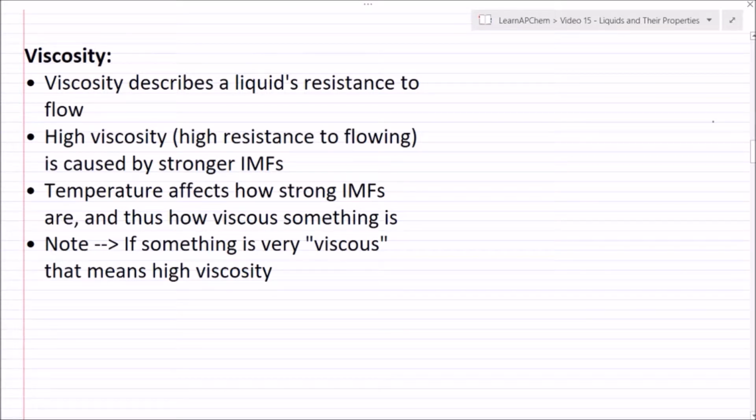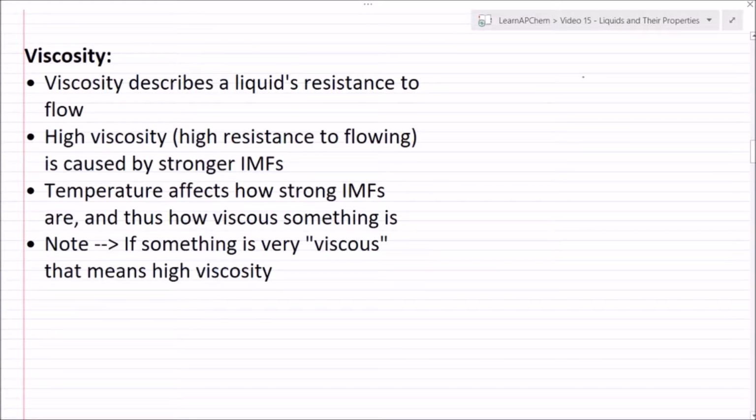Alright, so now let's talk about viscosity. Viscosity describes a liquid's resistance to flowing. So let's say I have a beaker full of liquid, like so, and I'm trying to pour it out. How fast is this liquid going to flow out? Maybe if this were water, it would flow out pretty quickly, but if this was, say, cold molasses syrup, it would come out very slowly. Now, high viscosity, meaning high resistance to flowing, is caused by strong IMFs in the liquid.